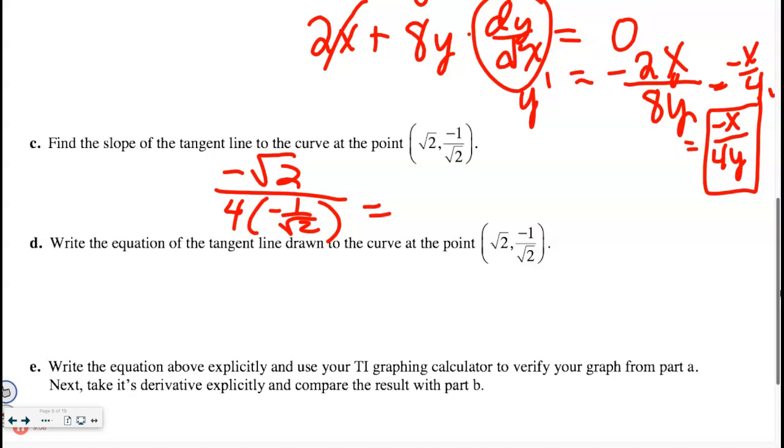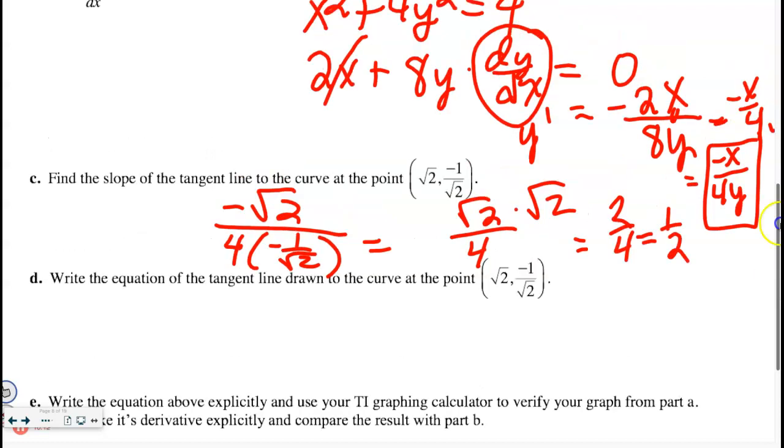So I have the root 2 on the top, the 4 on the bottom, and then I need to multiply by the reciprocal. So I just drop the negatives because they don't matter because there's 2 of them, and I just did the reciprocal. What's root 2 times root 2? 2, yeah. And I end up with a half. Don't lose track of what that represents.